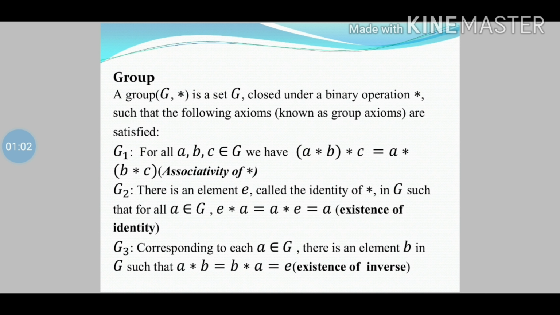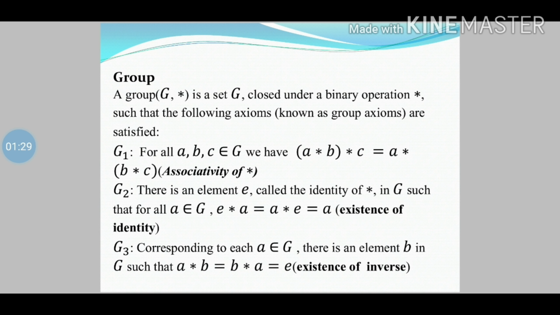First one is associativity of star. That is, if we take any three elements a, b, c from G, then (a star b) star c is equal to a star (b star c). Second axiom is existence of identity. That is, there exists an element e belonging to G such that for any other element a belonging to G, e star a is equal to a star e is equal to a.